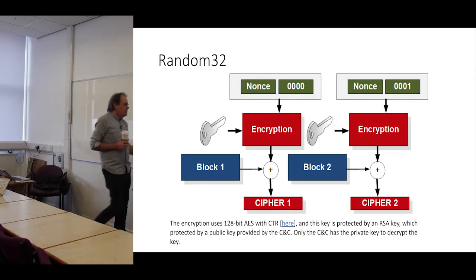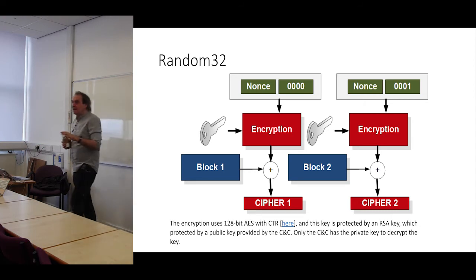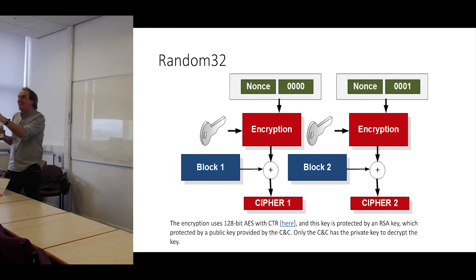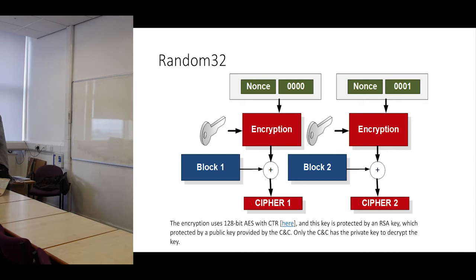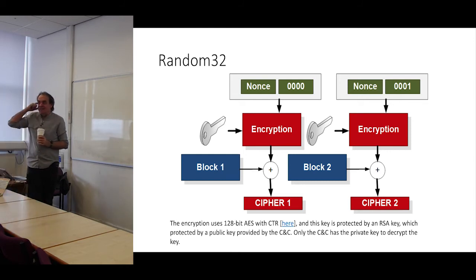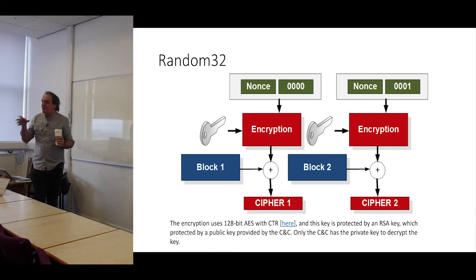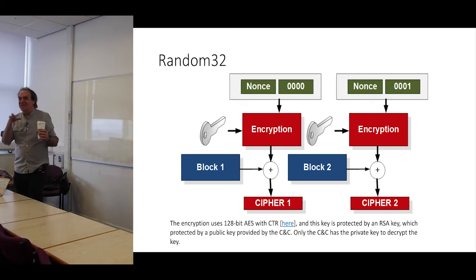And random 32, the original ransomware we analysed, used electronic codebook. What's electronic codebook? As you can remember from your other module, I know it was a while ago. It doesn't use an initialization vector, no salt. So you actually see repeated patterns. I'll show you one in a little minute. So that's how novice some of the early ransomware was. They were using ECB, which is pretty rubbish.